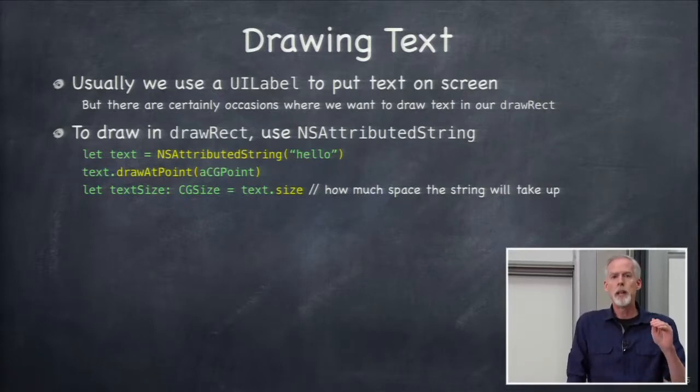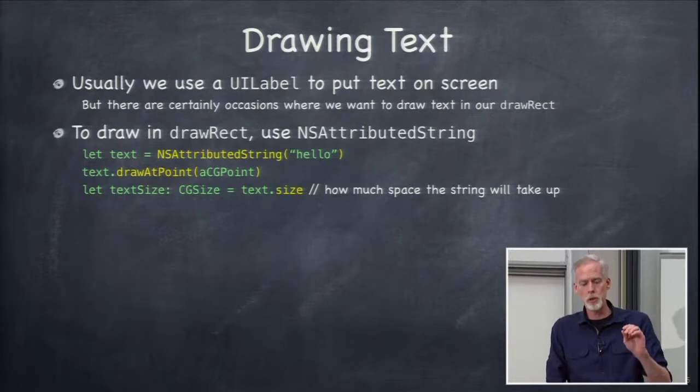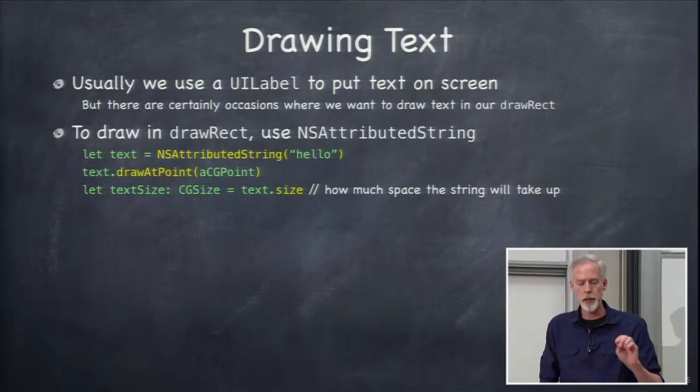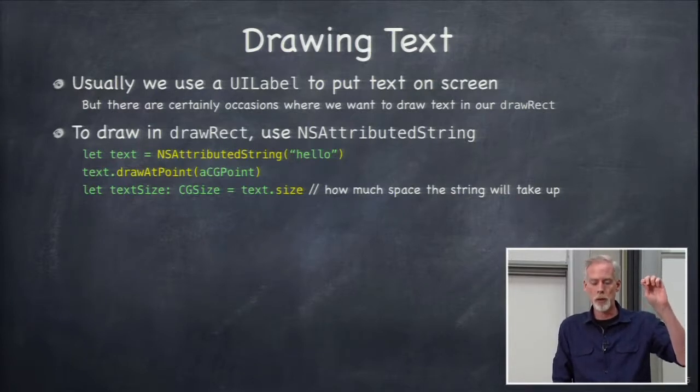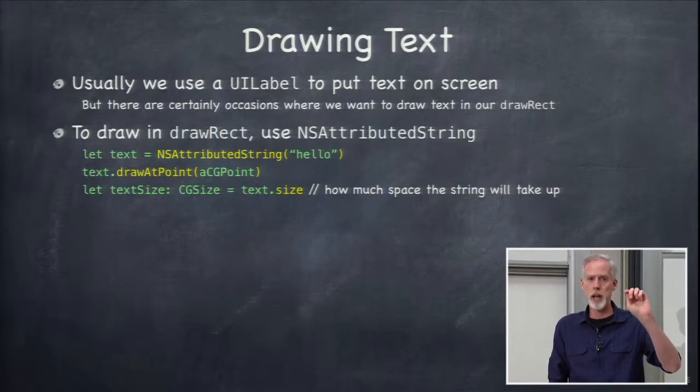Now, an attributed string has a couple of interesting things about it. It's easy to use. You can just create it, pass it a string, and then say draw at point, and that will draw the string with its upper left corner at that point. And you can even find out how big it's going to be by asking it the size of this attributed string.